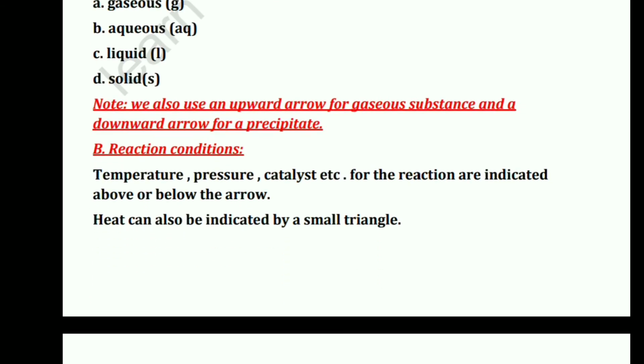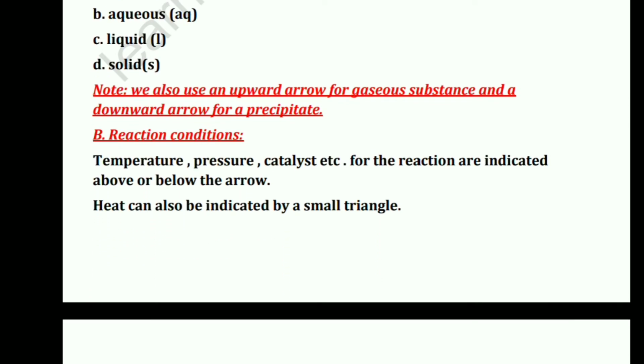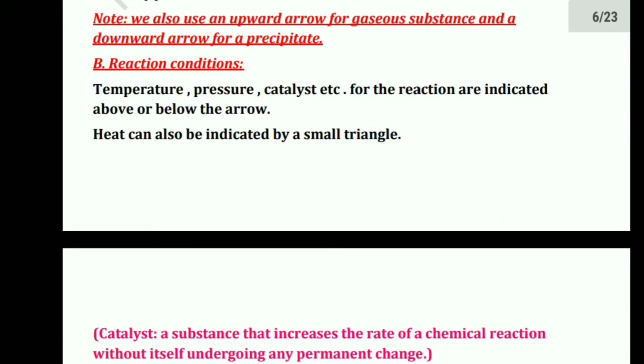Now reaction conditions, temperature, pressure, and catalyst for the reaction, are indicated above or below the arrow. Heat can also be indicated by a small triangle. So if a reaction is absorbing heat, then you can indicate that by putting a small triangle over the arrow. Or if it is evolving heat, then along with the products you can add plus a small triangle. So that will indicate that heat is being absorbed or evolved according to the situation.